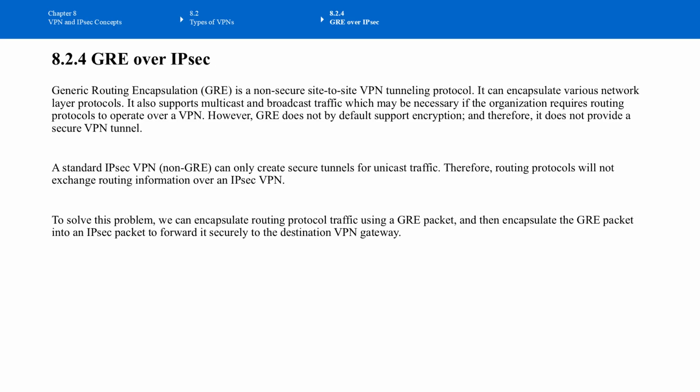A standard IPsec VPN, non-GRE, can only create secure tunnels for unicast traffic. Therefore, routing protocols will not exchange routing information over an IPsec VPN. To solve the problem, we can encapsulate routing protocol traffic using a GRE packet, and then encapsulate the GRE packet into the IPsec packet to forward it securely to the destination VPN gateway.